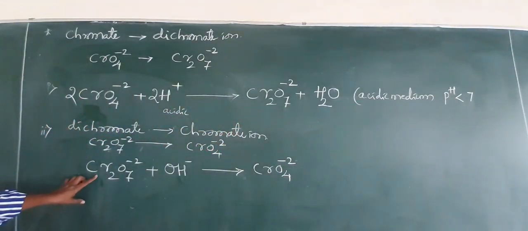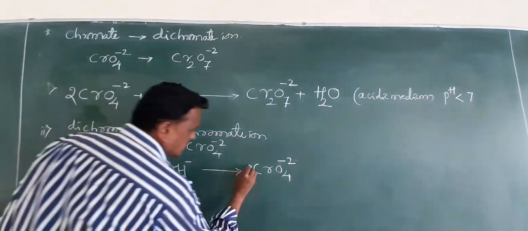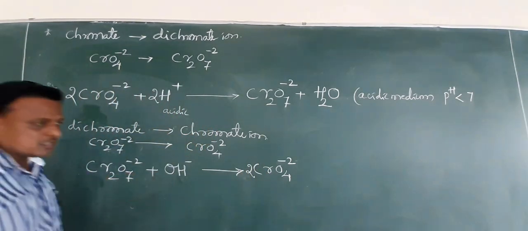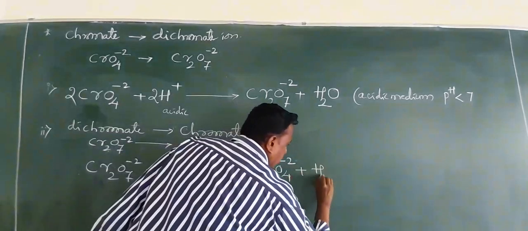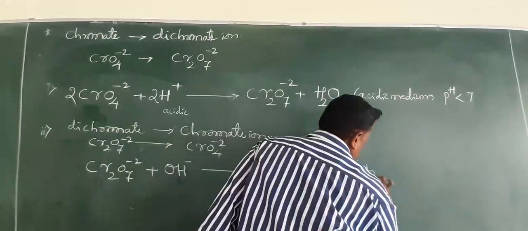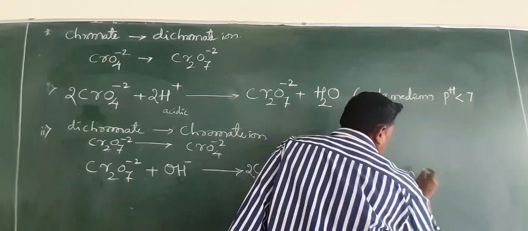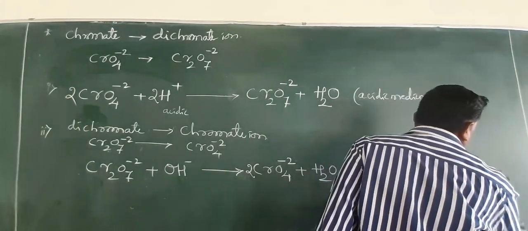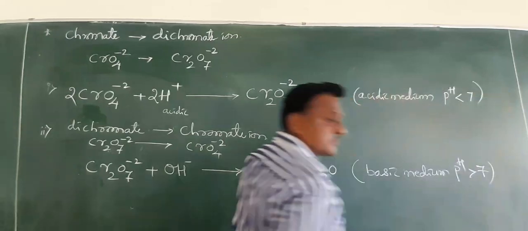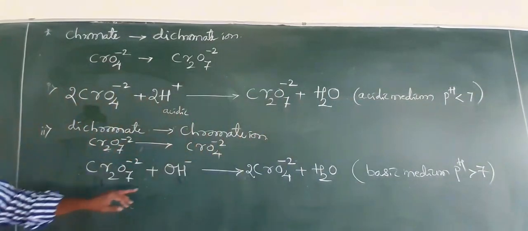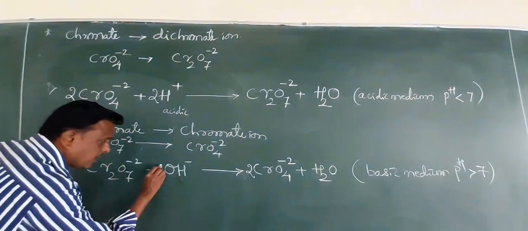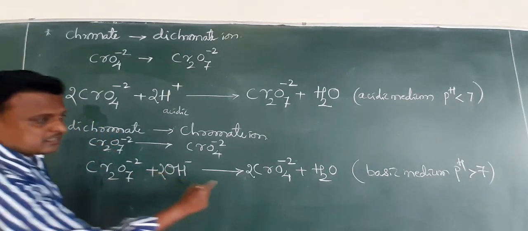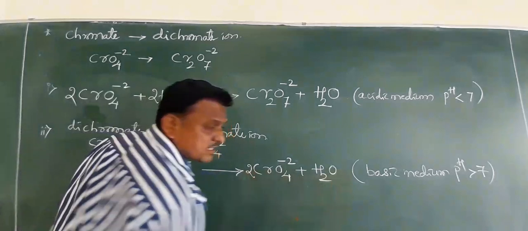Carefully you have to balance 2 chromium. Here it is 2 chromium. Chromium is balanced. The hydroxyl is balanced with the help of water, because it is a basic medium, or pH is greater than 7. You have to balance with hydrogen. Better we use 2 here. 7 plus 2 is 9. The 4 twos are 8. 8 plus 1 is 9.